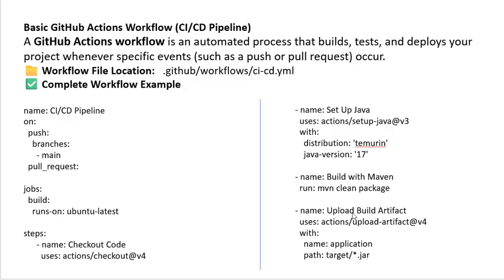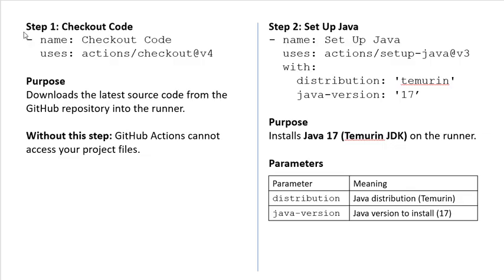Another step: - name: Upload build artifact, uses: actions/upload-artifact@v4, with: name: application, path: target/*.jar. Above the example, you have the explanation of the steps.